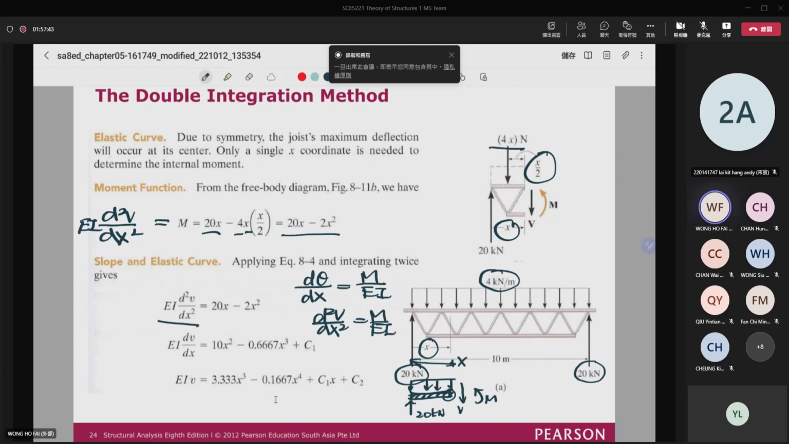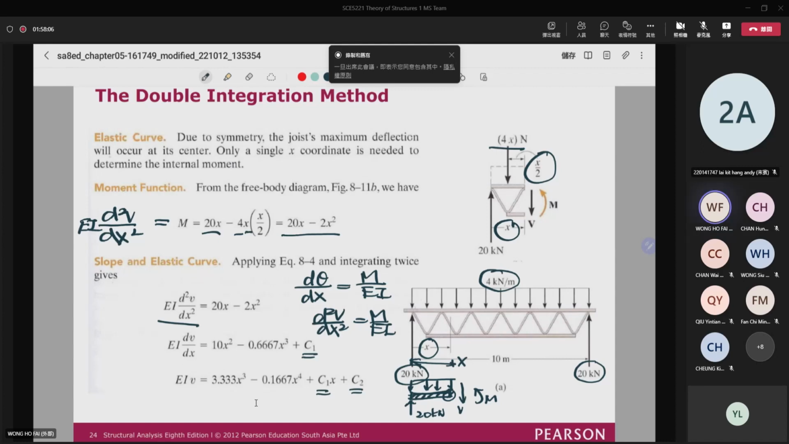After the first integration, you have the first integration constant. After the second integration, you have two integration constants, okay? Because C1 and C2 are the constants that you need to find. Then you need two boundary conditions.